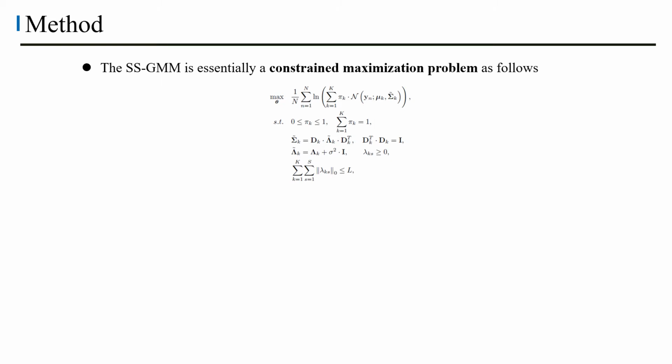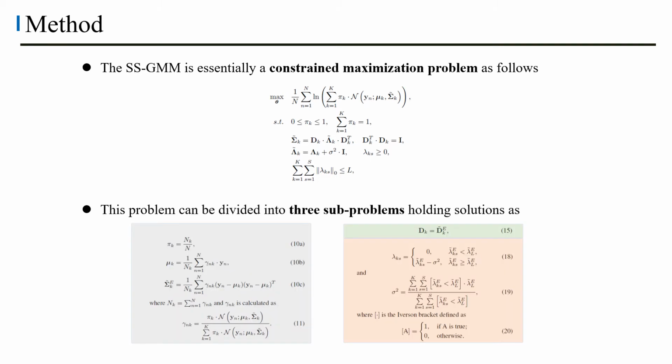This method is essentially a constraint maximization problem. To optimize it, we firstly divide it into 3 subproblems. The solutions of these subproblems are provided here. Then, the original problem is optimized by iterating between these solutions.